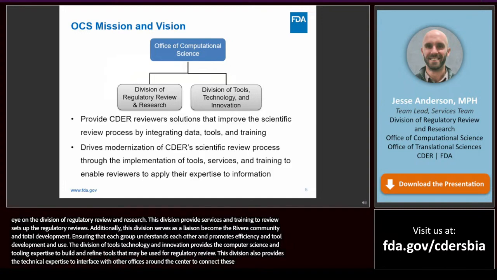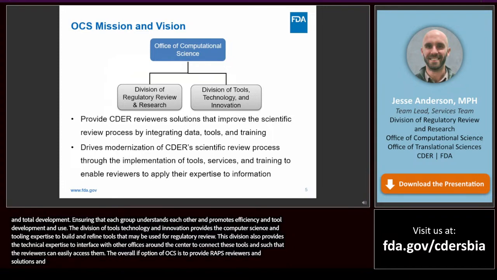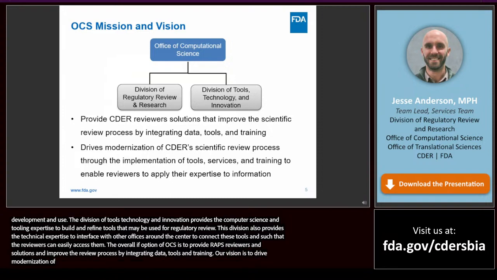The overall mission of OCS is to provide CDER reviewers with solutions that improve the scientific review process by integrating data, tools, and training. Our vision is to drive modernization of CDER's scientific review process with the implementation of tools, services, and training to enable reviewers to apply their expertise to information rather than the data itself.